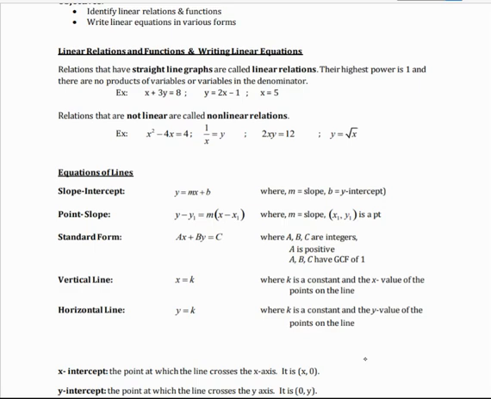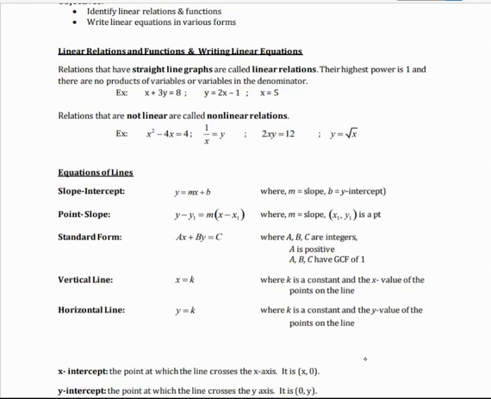Highest power is a 1 on your exponents. There's no product of variables, right? We have 3 times y, but that's just a product of a coefficient and variable. And there's no variables in our denominator. So all of these are examples of linear equations.